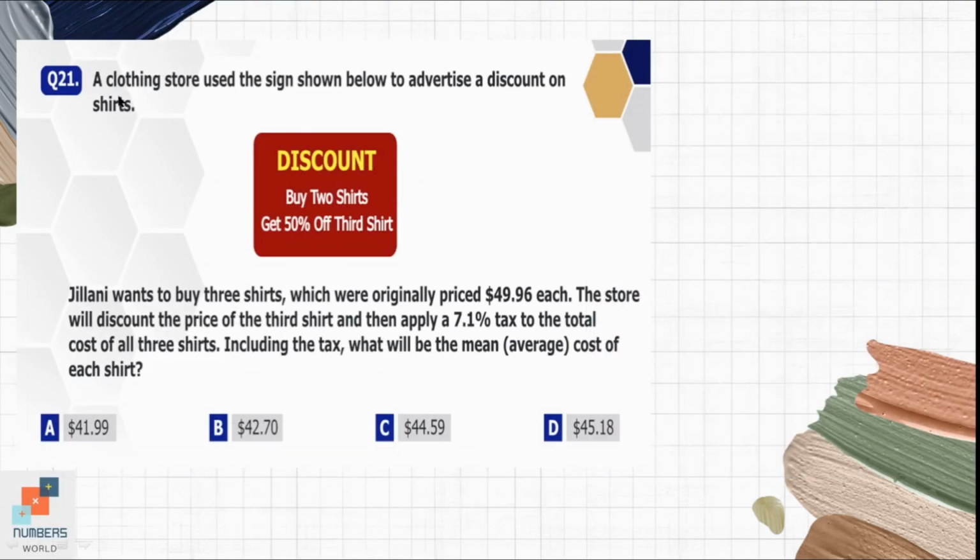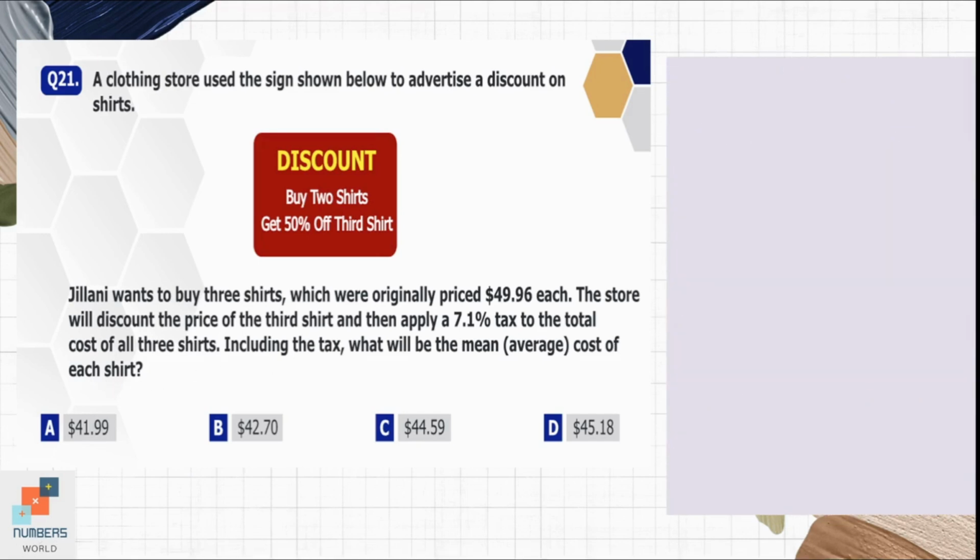Question number 21. A clothing store used the sign shown below to advertise a discount on shirts. The discount is buy 2 shirts and get 50% off the third shirt. Jilani wants to buy 3 shirts which were originally priced $49.96 each. The store will discount the price of the third shirt and then apply a 7.1% tax to the total cost of all 3 shirts. Including the tax, what will be the mean or average cost of each shirt?